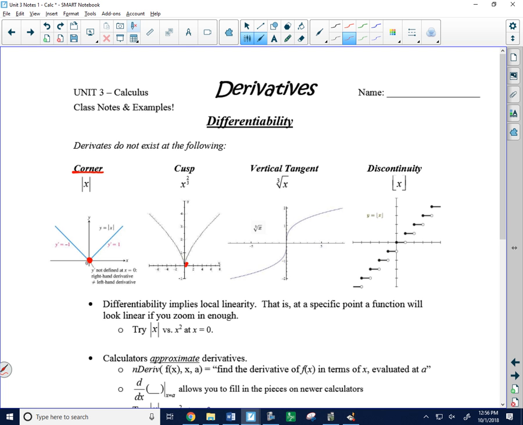If you have a similar thing, but it's curved, it could be both sides are curved or just one side is curved. The derivative does not exist. Same reason. The slopes on each side are different. We call that a cusp. So if you have like this on one side, that's supposed to be a straight line, and a curve on the other side.